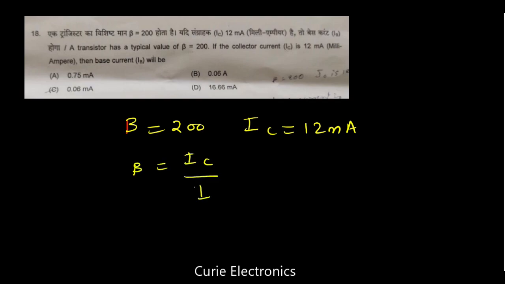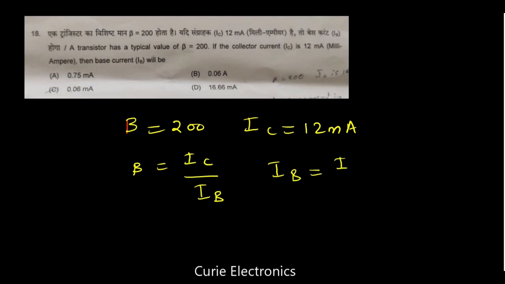Question number 18. A transistor has a typical beta of what is the beta value? It is 200. Collector current IC equal to 12 milliamps. Then base current. What is beta? Beta equal to IC upon IB. Now what is the question we are asking? We have to find IB.